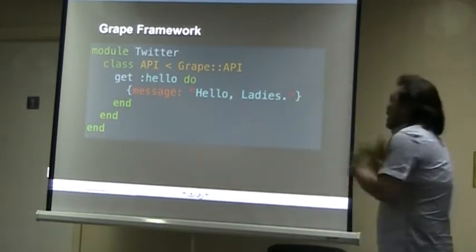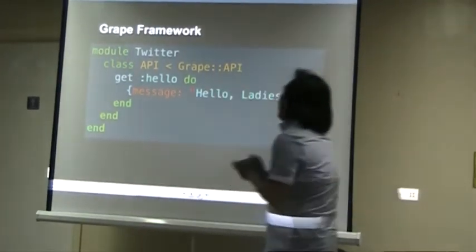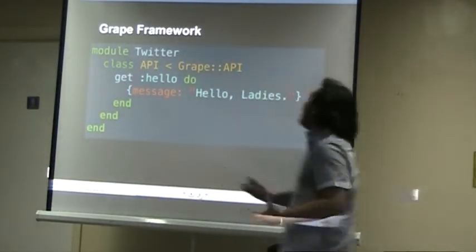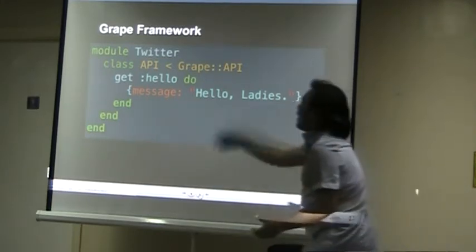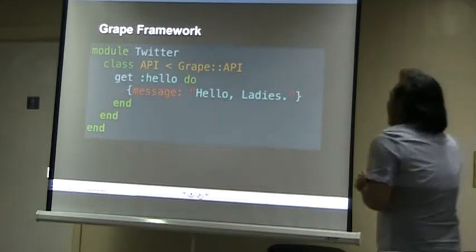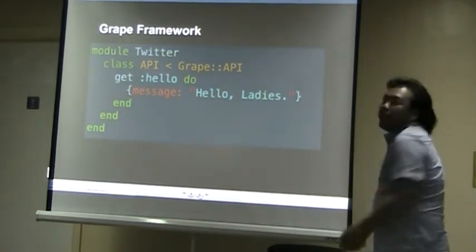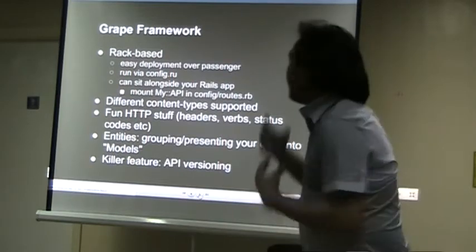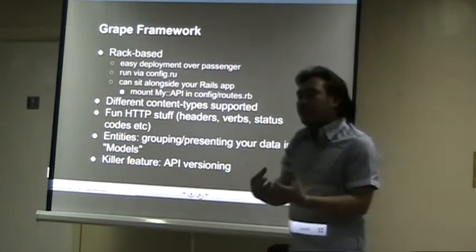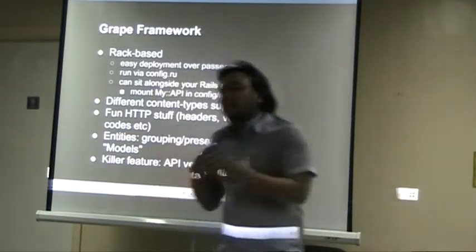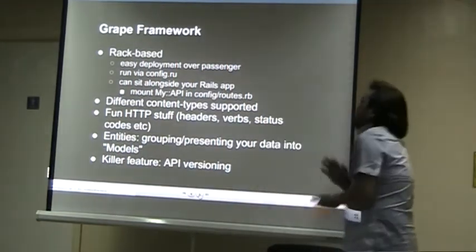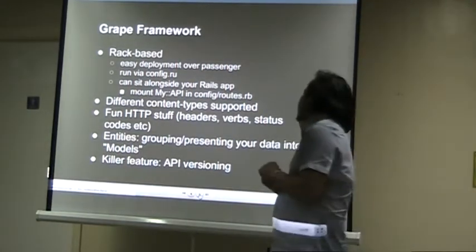It's as simple as defining that interface, like hello, and then telling what verb you want to use to access that interface, and then returning some data in the form of either JSON or XML. So that's it. That's a simple API. Obviously you can just extend that to build the entire interface that your mobile app will consume. It's rack-based, so it's easily deployed.